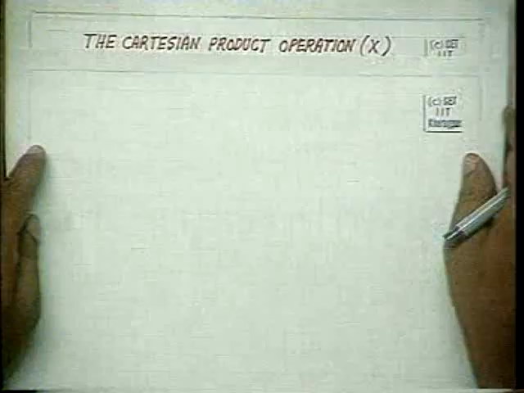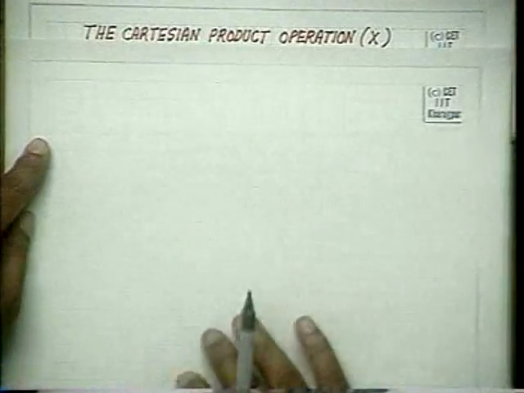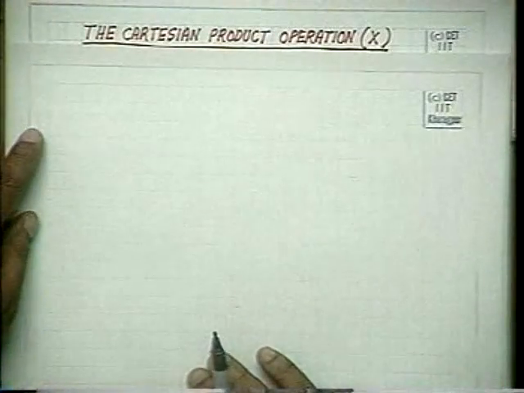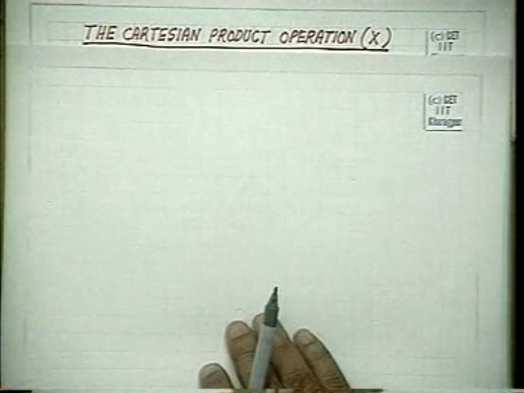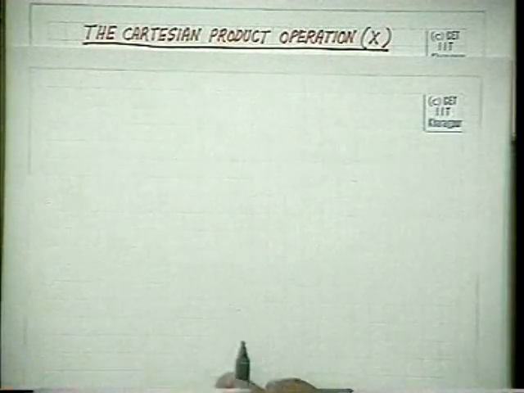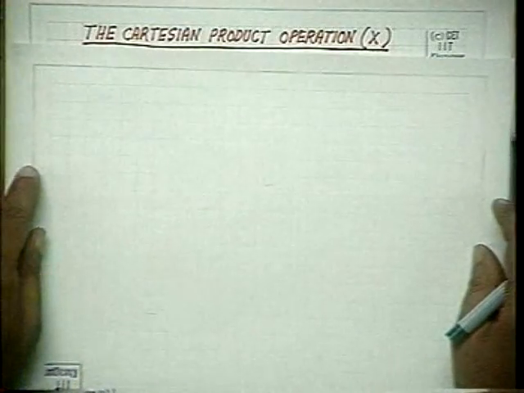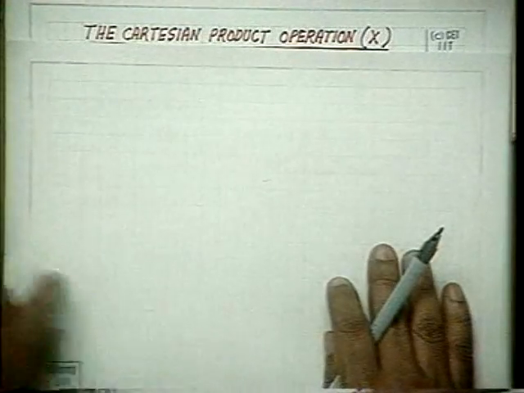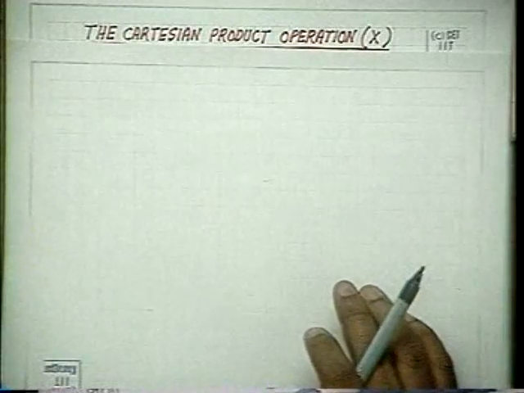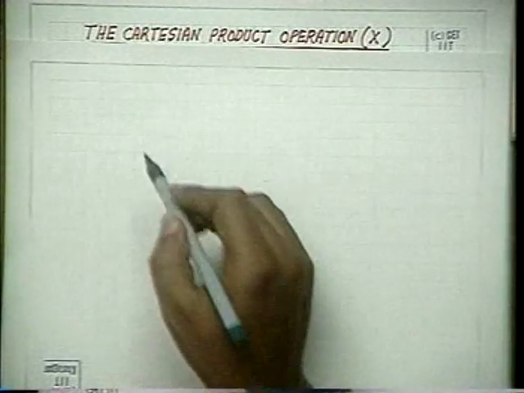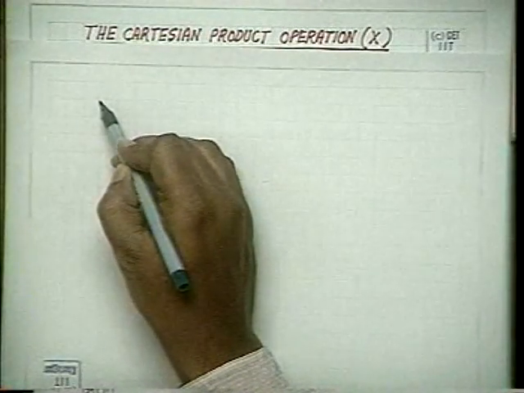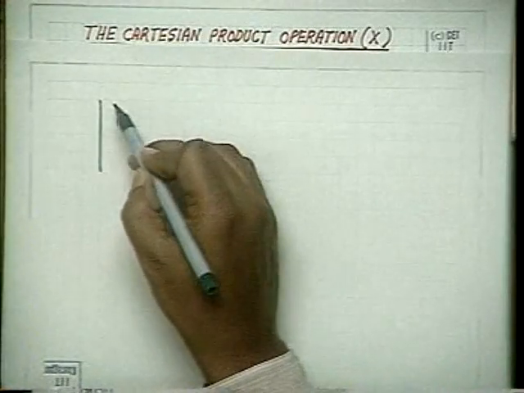We now come to the next fundamental operation. The next fundamental operation is the Cartesian product operator. I have explained Cartesian product before. I will just quickly review it again. Let us have two relations.